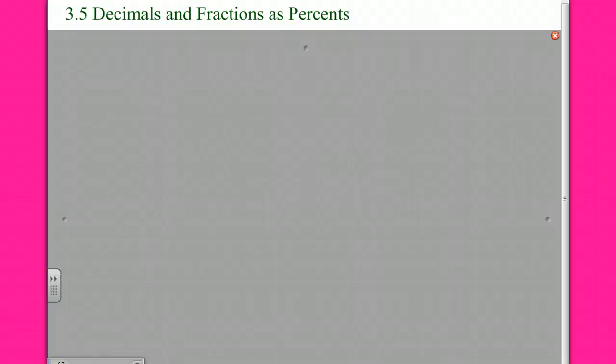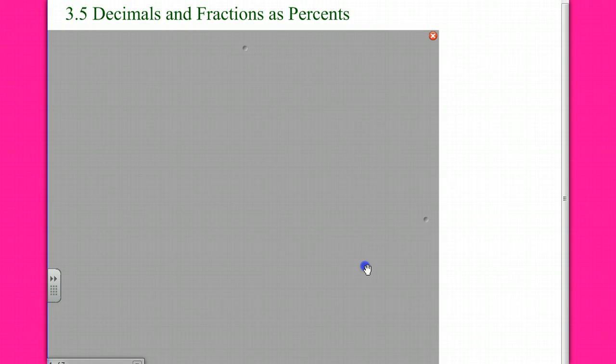Okay, section 3.5, decimals and fractions as a percent. So yesterday we took a percent and changed it into a decimal. So give me a number, any number, Lauren? 45. She says 45. So if I take 45%, everybody jot that down, 45%. Now, change it to a decimal, just like we did yesterday.